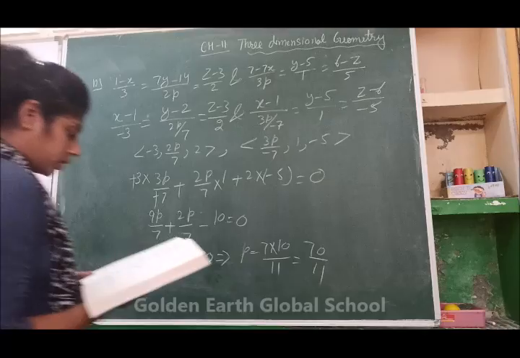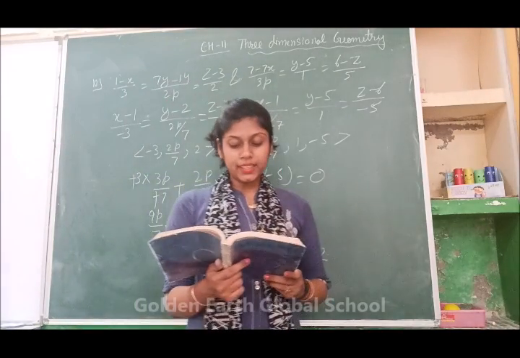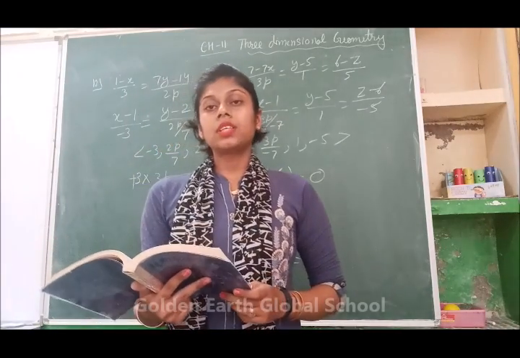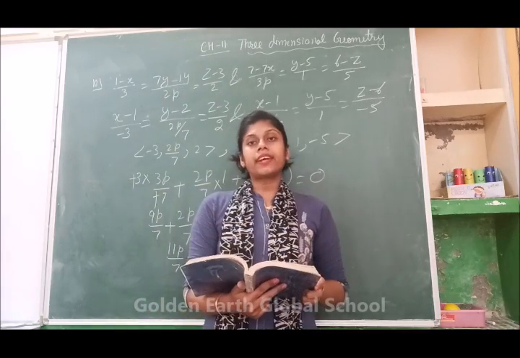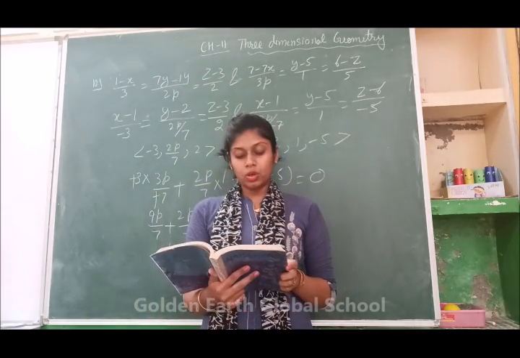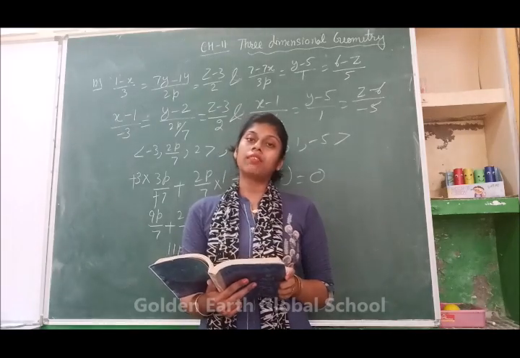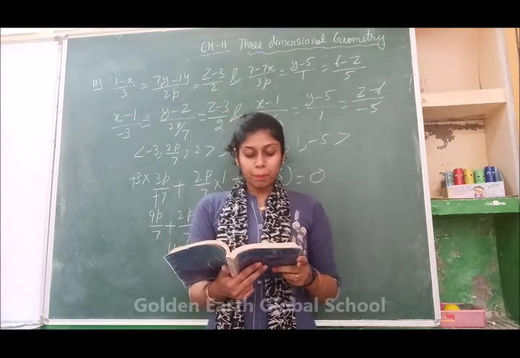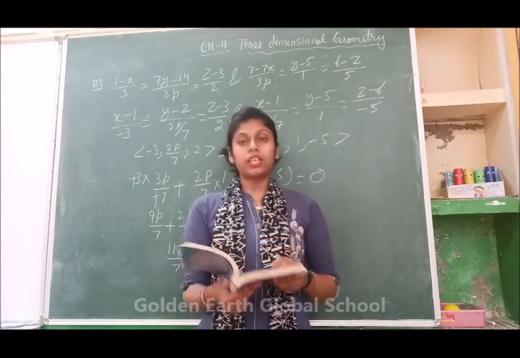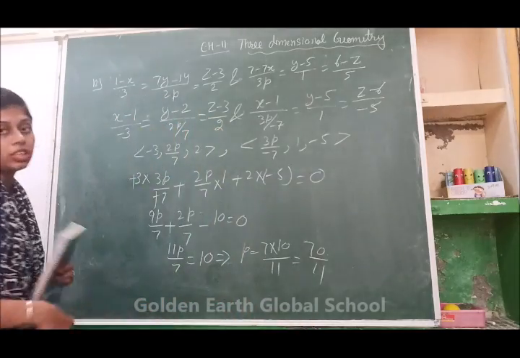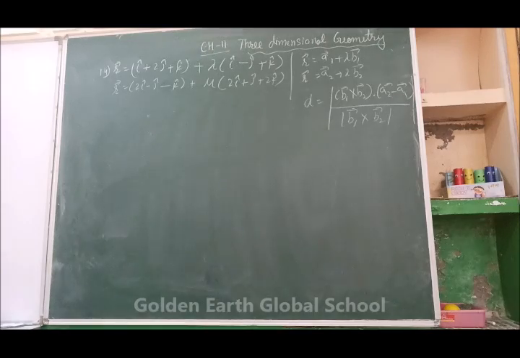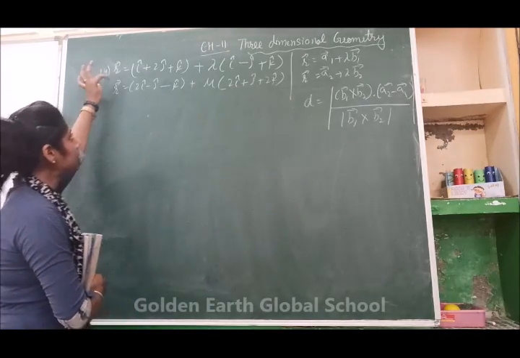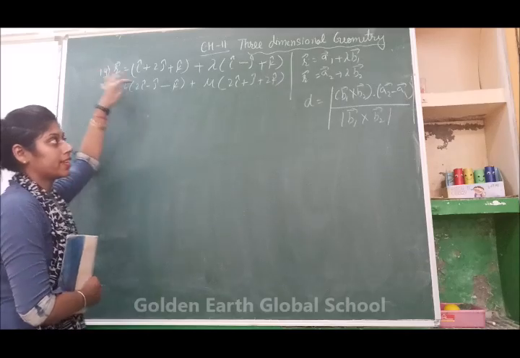Next, question number 13. Show that the lines are perpendicular. Similarly, you can take the dot product of the direction ratios. If it comes out to be 0, then you can say these are perpendicular, otherwise not. Next topic, find the shortest distance between the two lines. We will do the 14th question. Firstly, see what is the formula to find the shortest distance. See the 14th question. These are the two vector forms of lines.